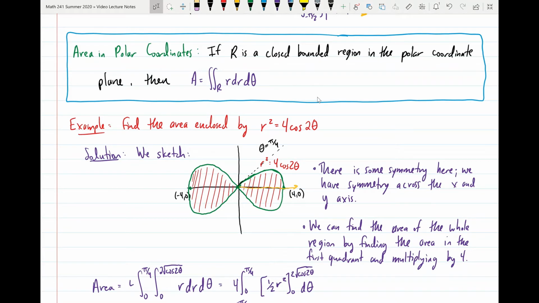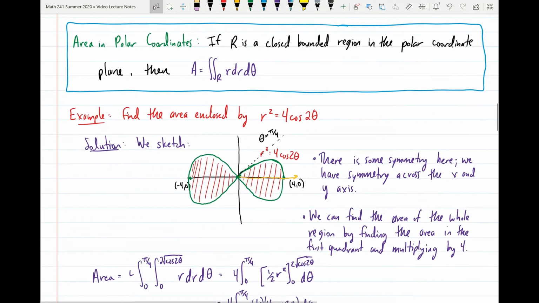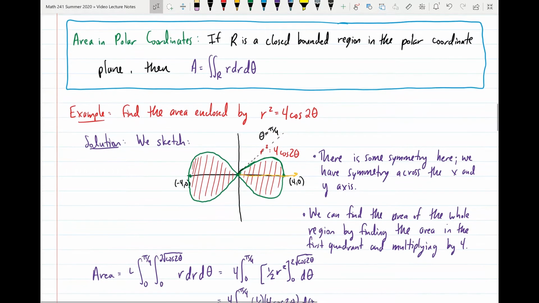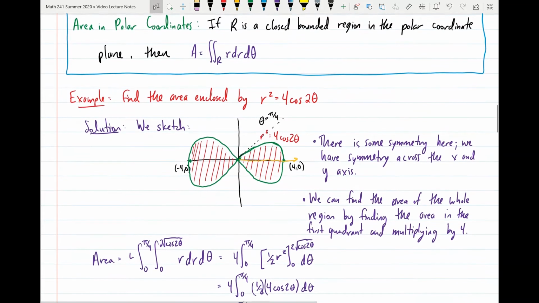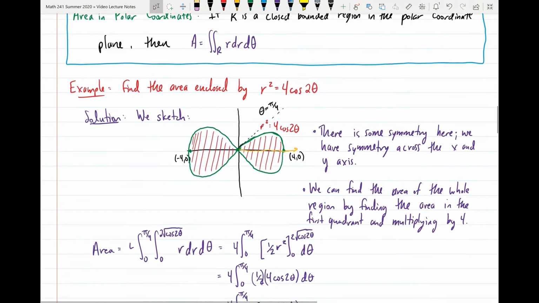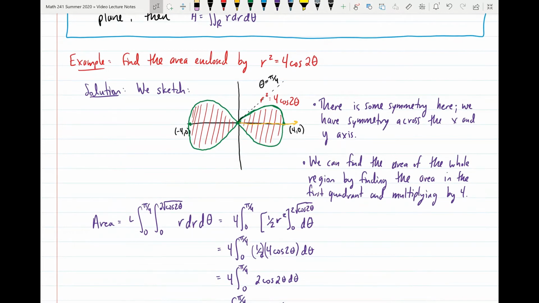Okay, so let's move on to the next example. In this example, we want to find the area that's enclosed by the polar curve r squared is equal to 4 times cosine of 2 theta. And again, the first step for these kind of problems is to sketch the region. So we know exactly what we're talking about when we're trying to find limits of integration. So I've provided a sketch there.